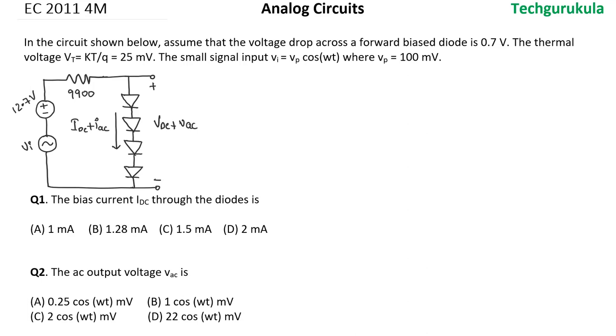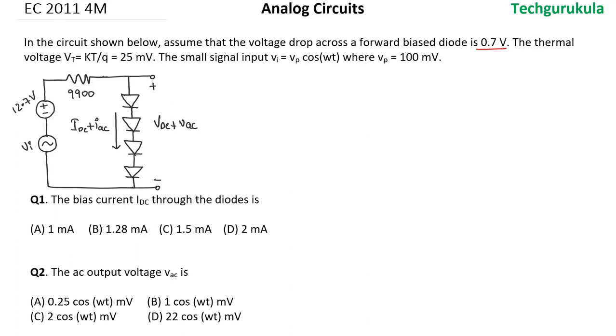This is a common data question where the common data in the circuit diagram is given. We have two sub questions for it. Let's see the question. In the circuit shown below, assume that the voltage drop across a forward bias diode is 0.7 volts, which means it is indicated that the cut-in voltage is 0.7 volts.